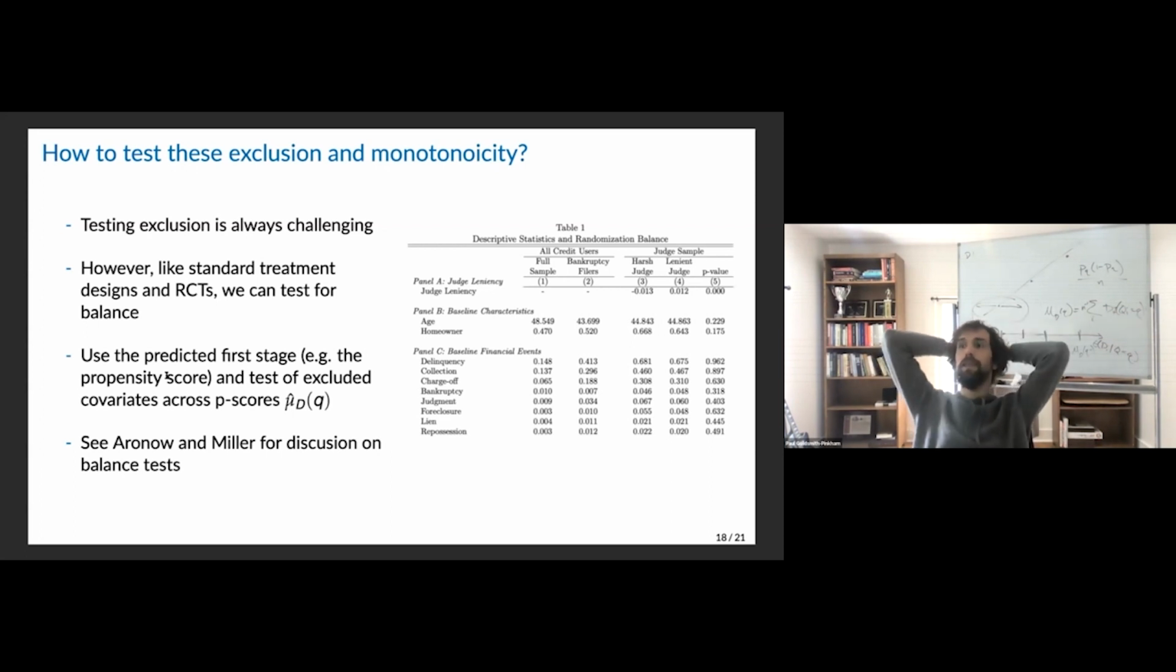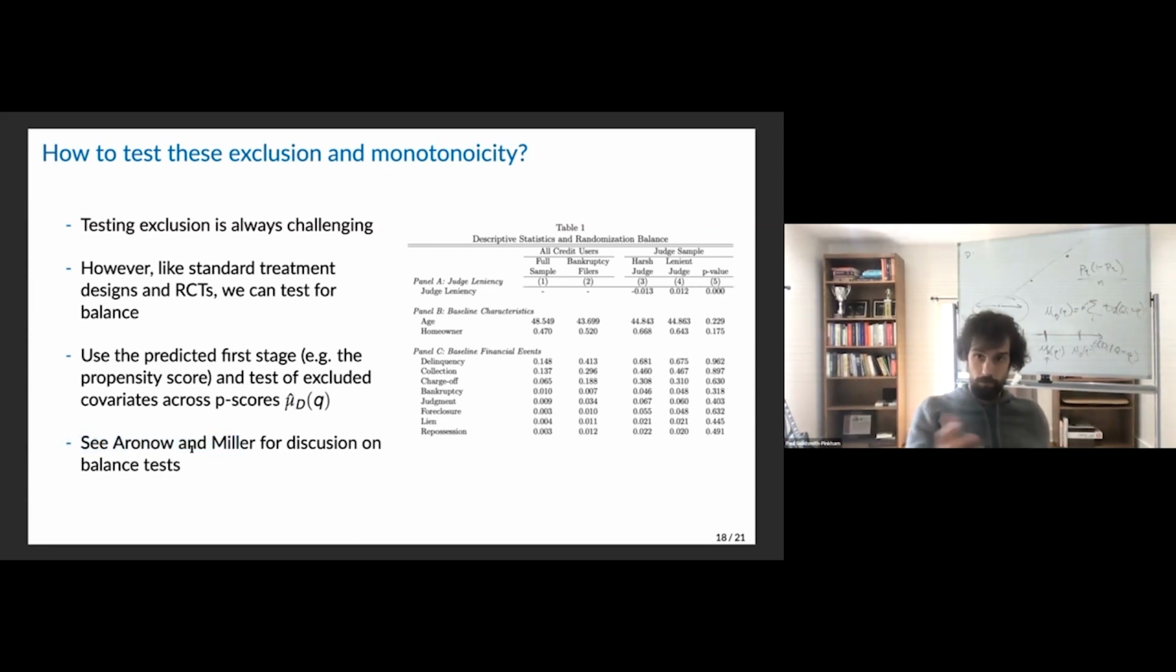In that setting, it's always really challenging to test this. You can still look for balance, which is the way people typically approach this. In a lot of settings where you have a standard randomized treatment, or something you think is quasi-random, you can look for balance across covariates that are not relevant for the design. We actually didn't talk about this as much as I should have, but Aronow and Miller, the textbook on the syllabus, talk about exactly how to do this.